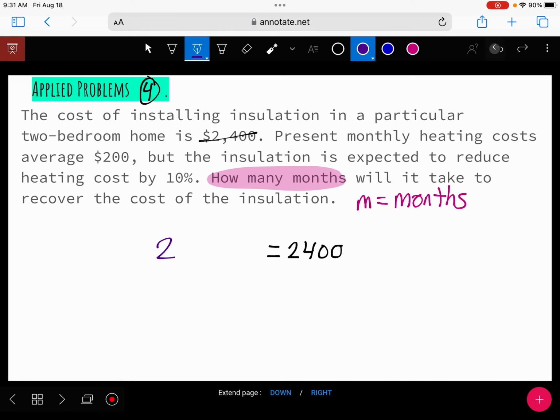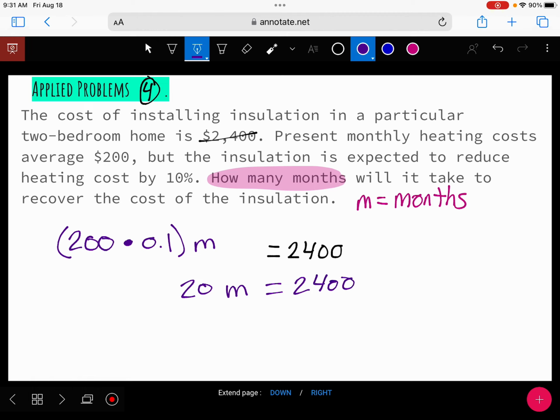You can also write out the whole thing where we do 200 times 0.1. That's a times, not a minus, it's just bad handwriting. Every month we get 20m, which means how many months until we make back our money from this insulation?